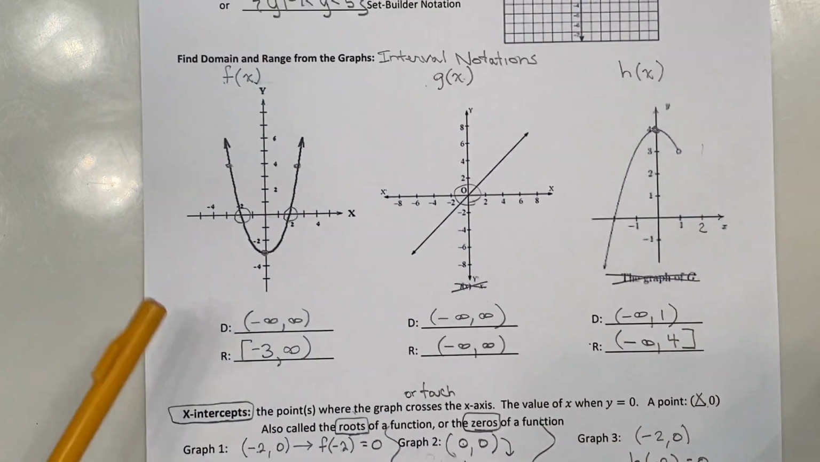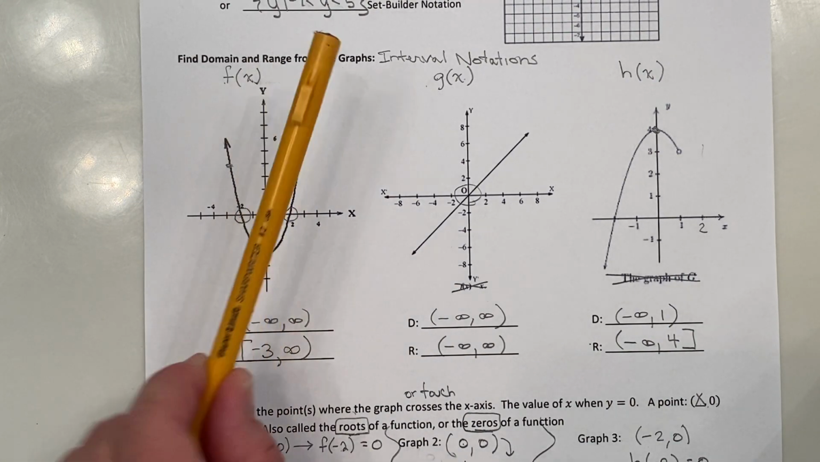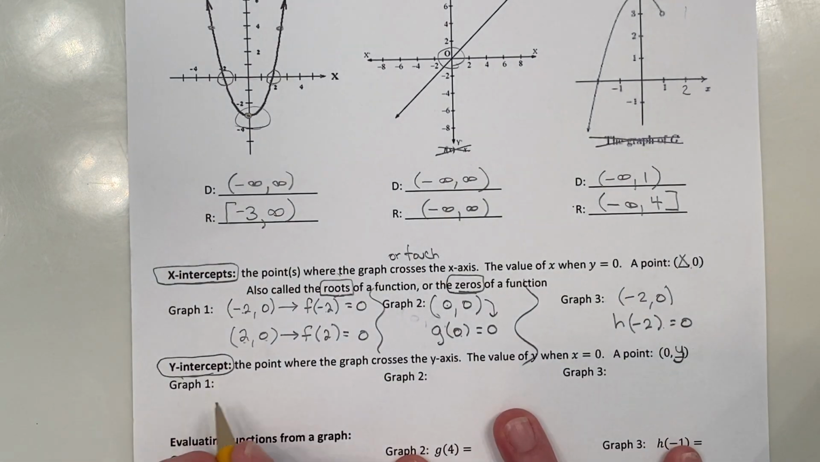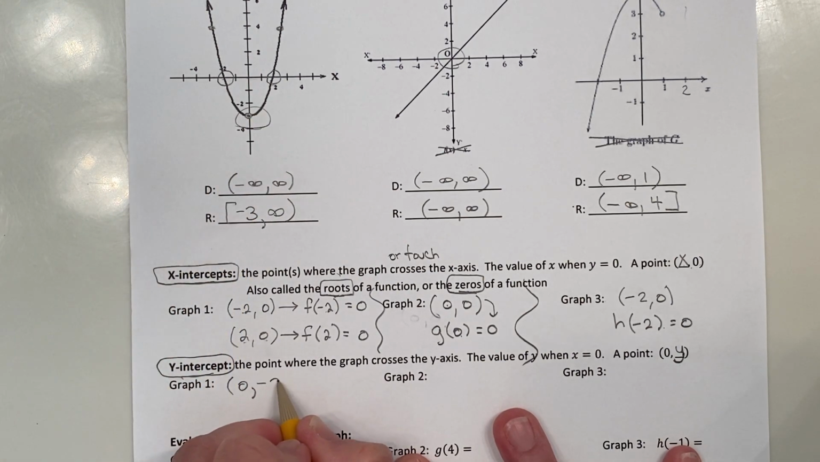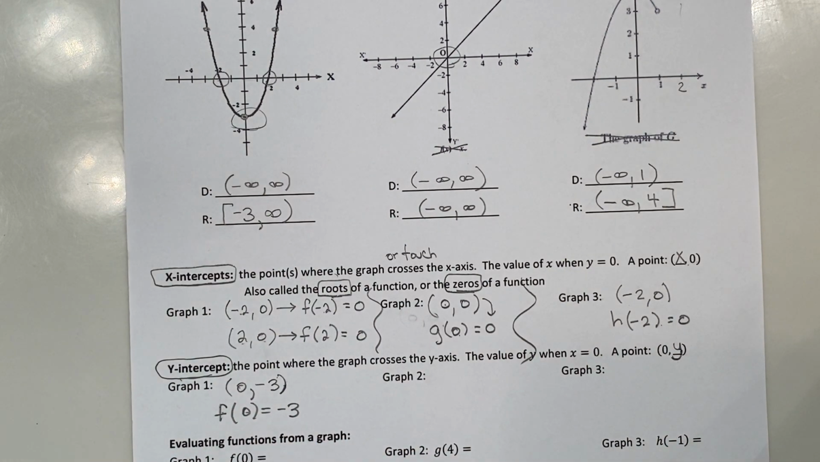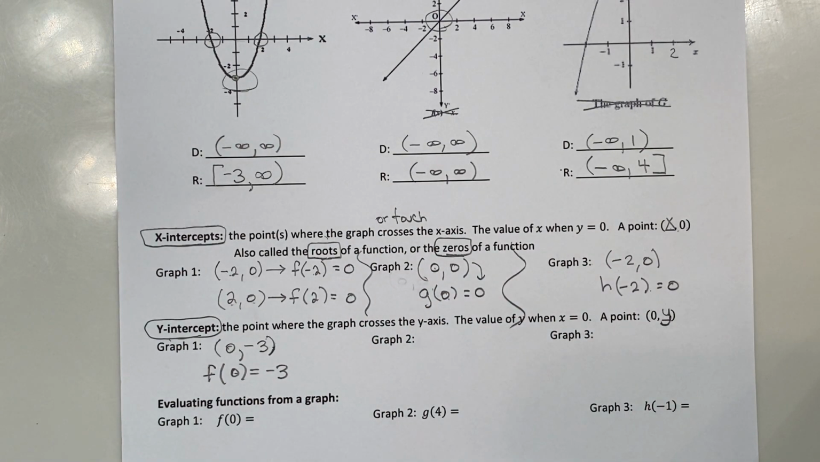So let's look at graph 1. Do I have a crossing with the y-axis? Yes, I do. It's right here. What's that ordered pair? It has to start out as 0, comma, and the y value of the crossing, if you read it from the y-axis, is -3. Can I write this ordered pair in function notation? Yep, I'm working with the f graph, so the input is 0. When x is 0, the y is -3. So you try these two, and then come back and see how you did.